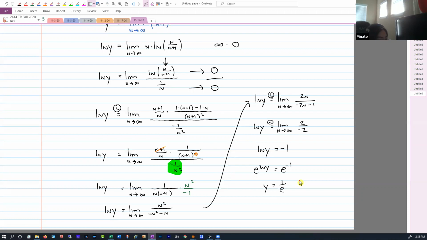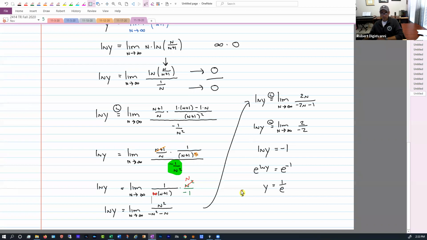So real quick, if you go straight to the left from where your cursor is, right there, couldn't you have canceled one of the n's? Yeah, I probably should have, huh? I didn't see it right away, but yeah, we could have gone n here and then right there, L'Hopital from there. Yeah, okay. We still would have got negative 1.